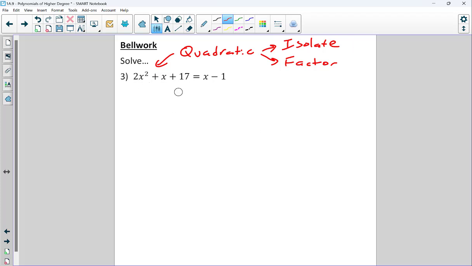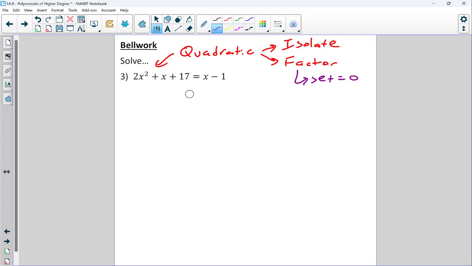In this problem, I see x squared and x in the same problem. When I have just x squared, if it was just a single variable problem, isolate. One variable, isolate. Multiple variables in the same problem, my first thought should be to factor. Now, if I'm factoring, I need to set everything equal to 0. That's not a requirement for isolation, but for factoring, everything must be equal to 0 before I start.